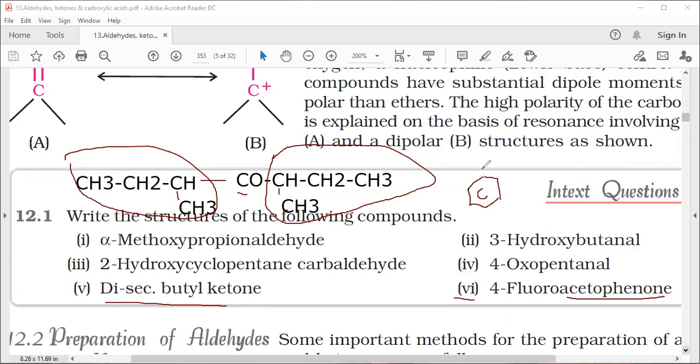and then COCH3. So this is acetophenone. This compound is called acetophenone. And fourth position there is fluoro group. So fourth position fluoro. So this is the fourth position. You have to draw F. 4-fluoroacetophenone. Finished. So this is the structure formula.